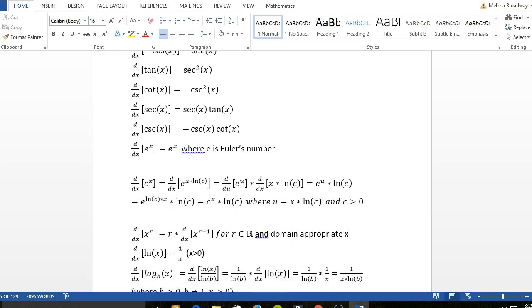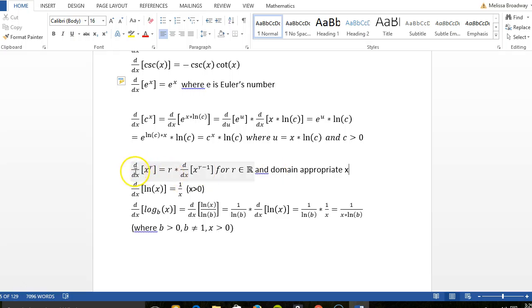And now this guy right here, d by dx of x to the r. Now here's a very important rule called the bring down rule. d by dx of x to the r is r times x to the r minus 1, where r can be any real that we wish, but x has to be domain appropriate. Sometimes x could be in all real numbers. Other times, if r is negative and irrational, we'd have to choose x to be strictly positive. So it just depends. x needs to be domain appropriate. But just remember this rule right here.